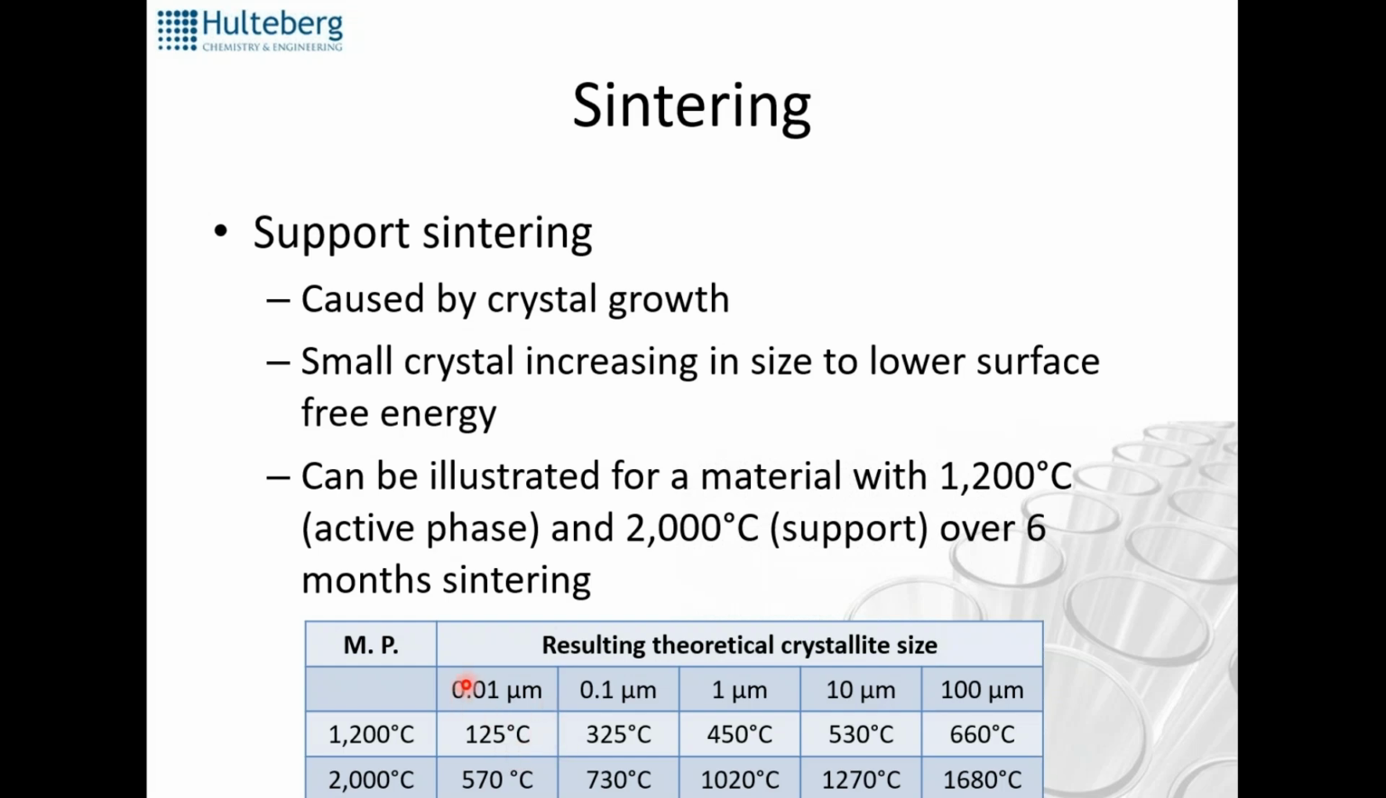So to get 10 nanometers, you need to be at 125 degrees for 6 months with the 1200 degree C material, but 570 for the 2000 degree C. And to achieve 100 nanometers, it's 325 versus 730, and so on. So you see that the melting point of the material theoretically does influence the deactivation, but then there are also kinetic effects and other things involved. So this is only an illustration.